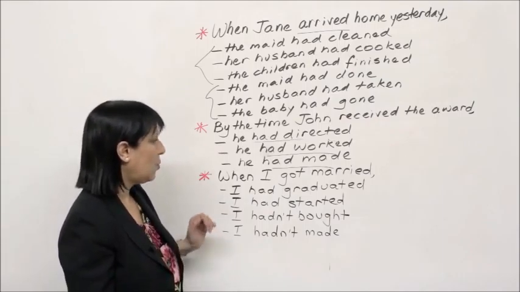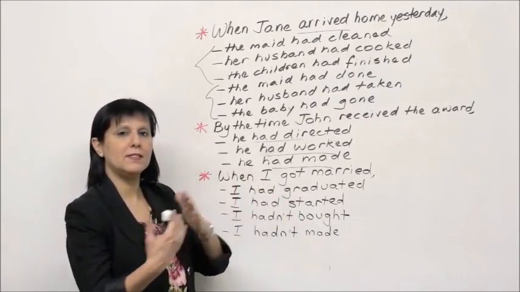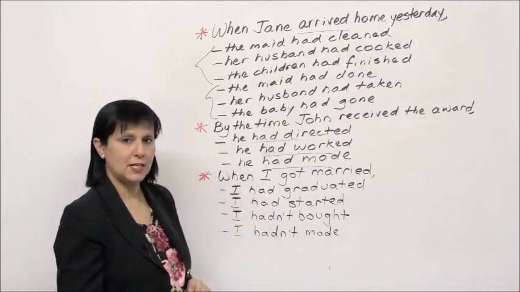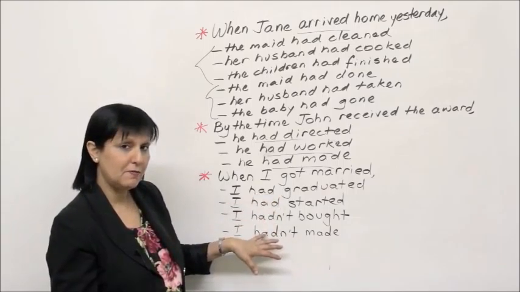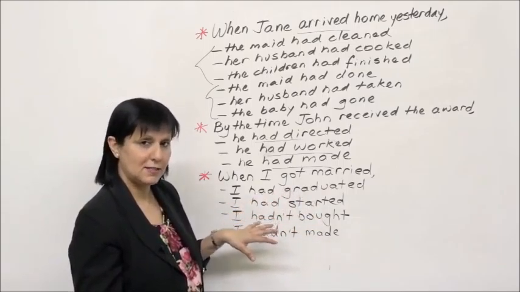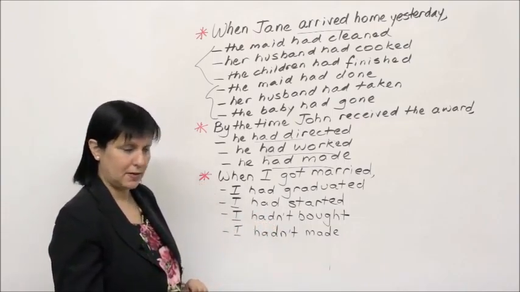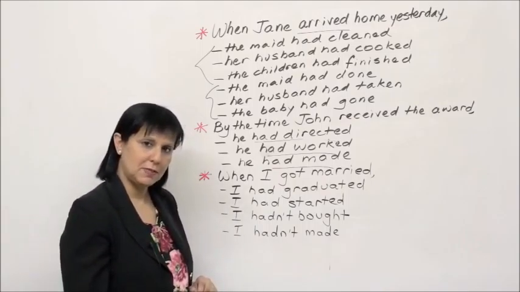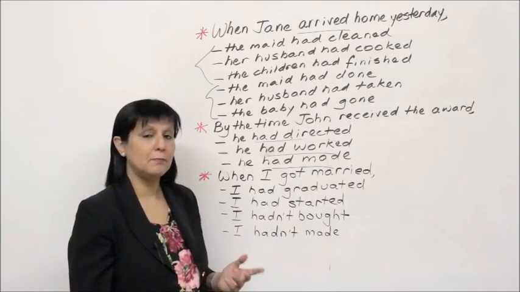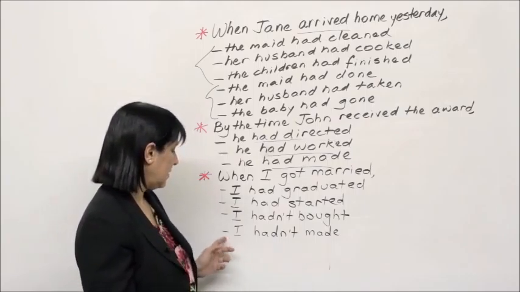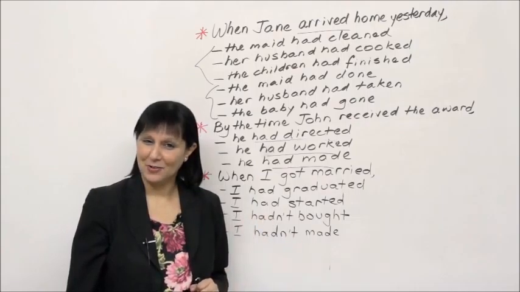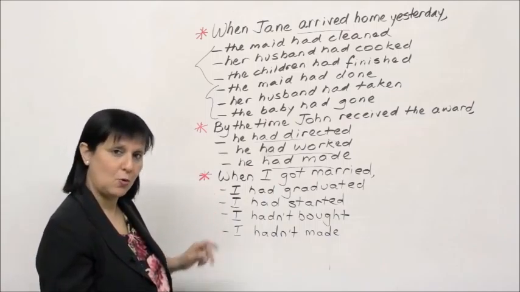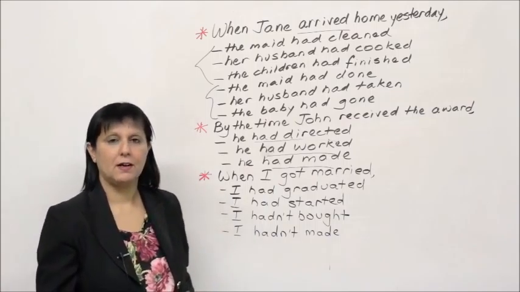Next example. When I got married, there were many things that happened before that, right? So, when I got married, past simple tense. Now, all the things that happened before, I'm going to talk about in the past perfect tense. When I got married, I had graduated from university. I had started my own business. I hadn't bought a house. And I hadn't made a lot of money yet. Okay? So you could see that here, you could say it in the positive or in the negative. All right? Both of them are possible.